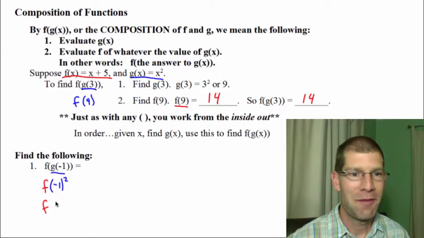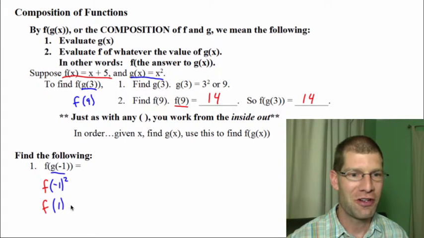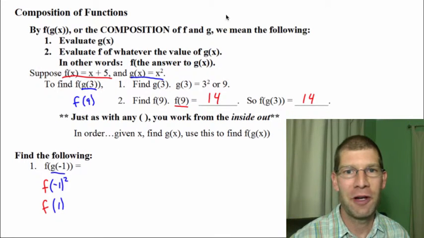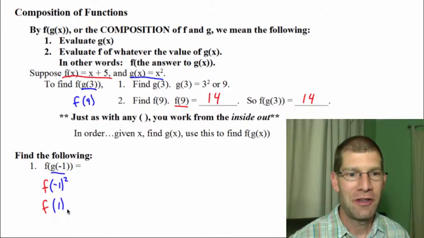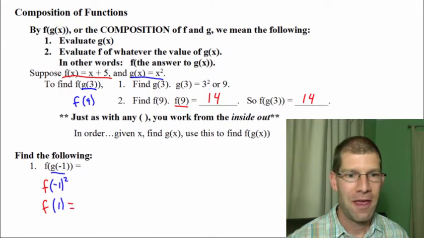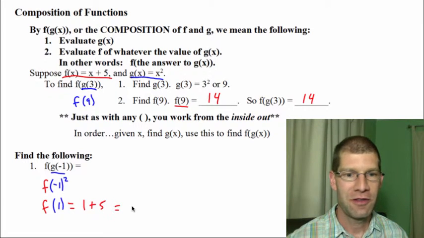and probably should quit doing the color coding. It's going to drive us all a little bit crazy, but we end up with an f of 1. And now we are doing our f functions. We jump up here to x plus 5, and that's going to be 1 replaces my x in x plus 5. So final answer is 6.